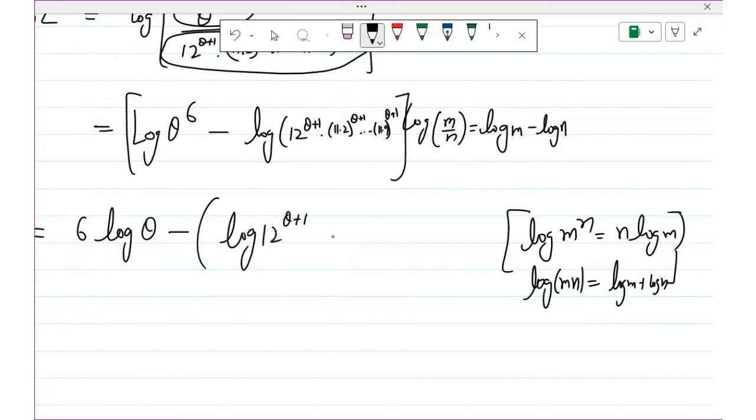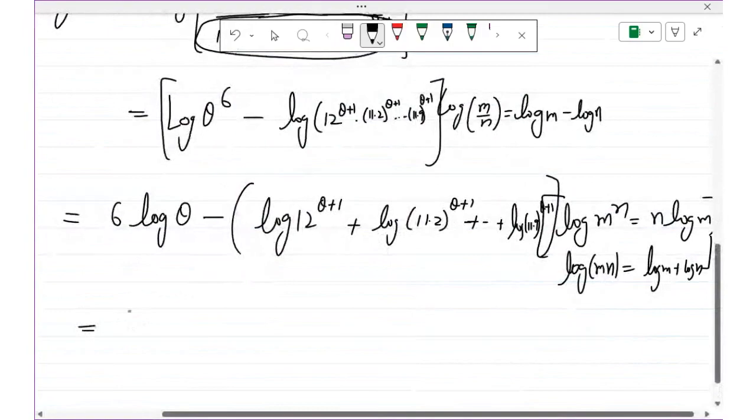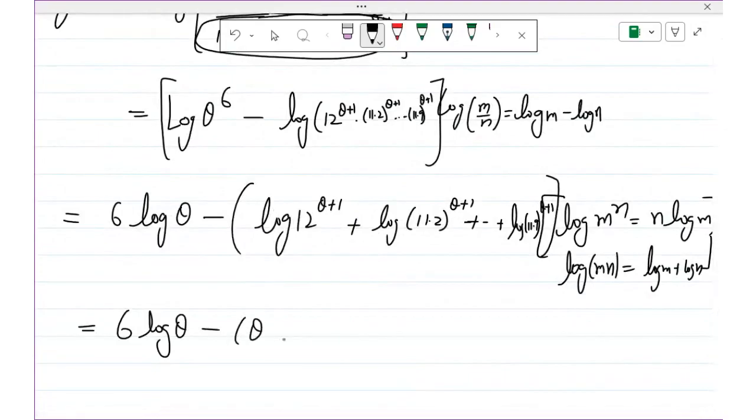In the same way, you will get the others also, like log of 11.2 raised to power theta plus 1 and so on, in the end log of 11.9 raised to power theta plus 1. Now this theta plus 1 will come in the front. So we will get 6 log of theta minus, with theta plus 1 common in front of all, so I can take it common. So log of theta plus 1, and we have these so many terms, like log of 12 plus log of 11.2 and so on.